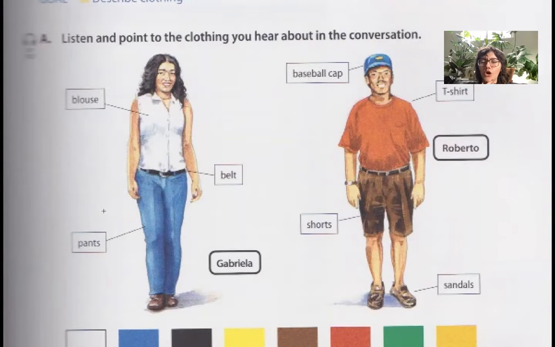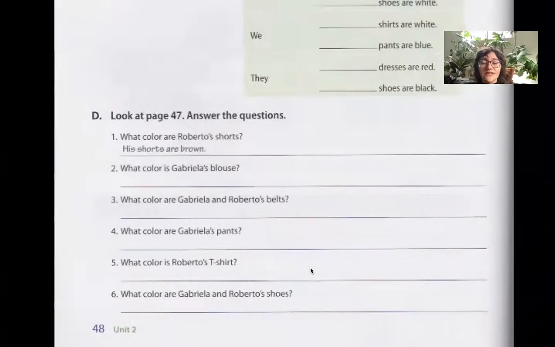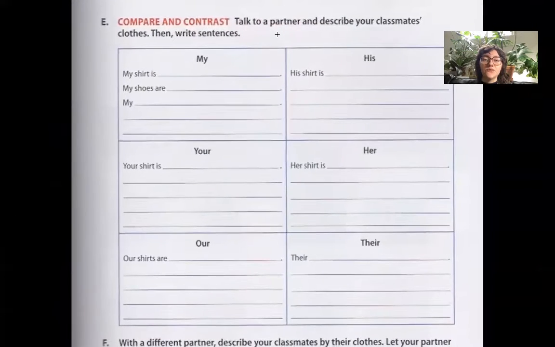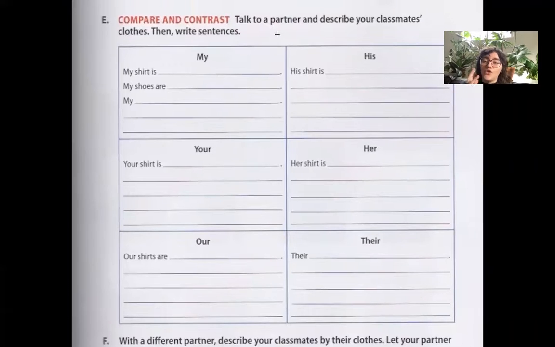What color are Roberto and Gabriella's belts? Right, belts. We would say they are black, because we're talking about the two belts, right? They are black. If we said, what color are Gabriella and Roberto's shoes? You'd say they are brown, right? So that's how we would talk about it. The next part, compare and contrast. Talk to a partner and describe your classmates' clothes. So this part you can do on your own.